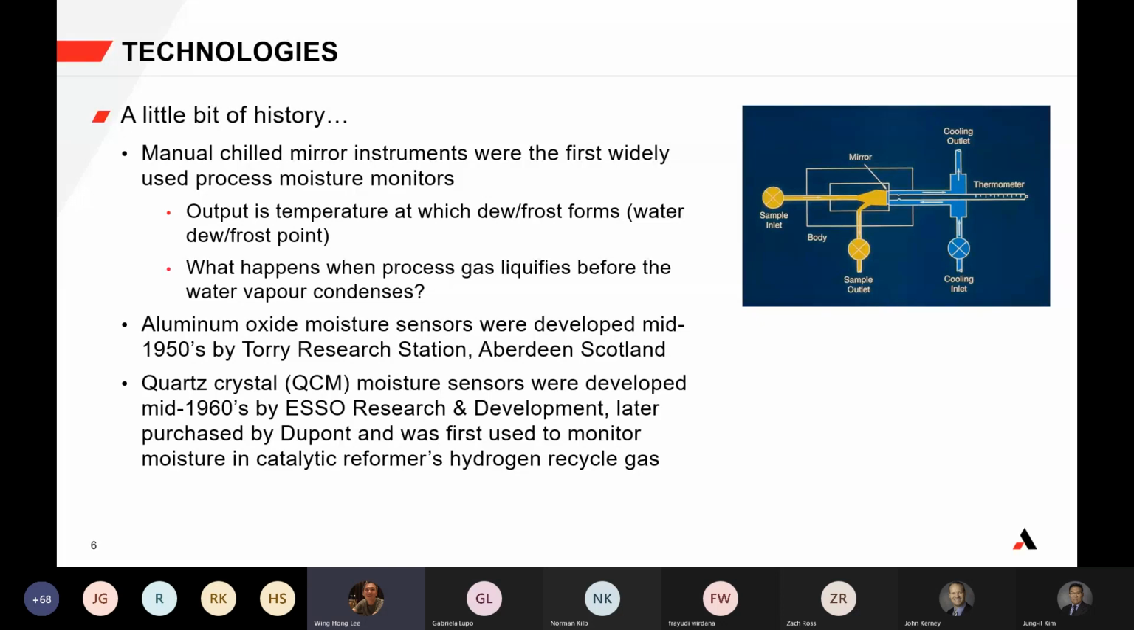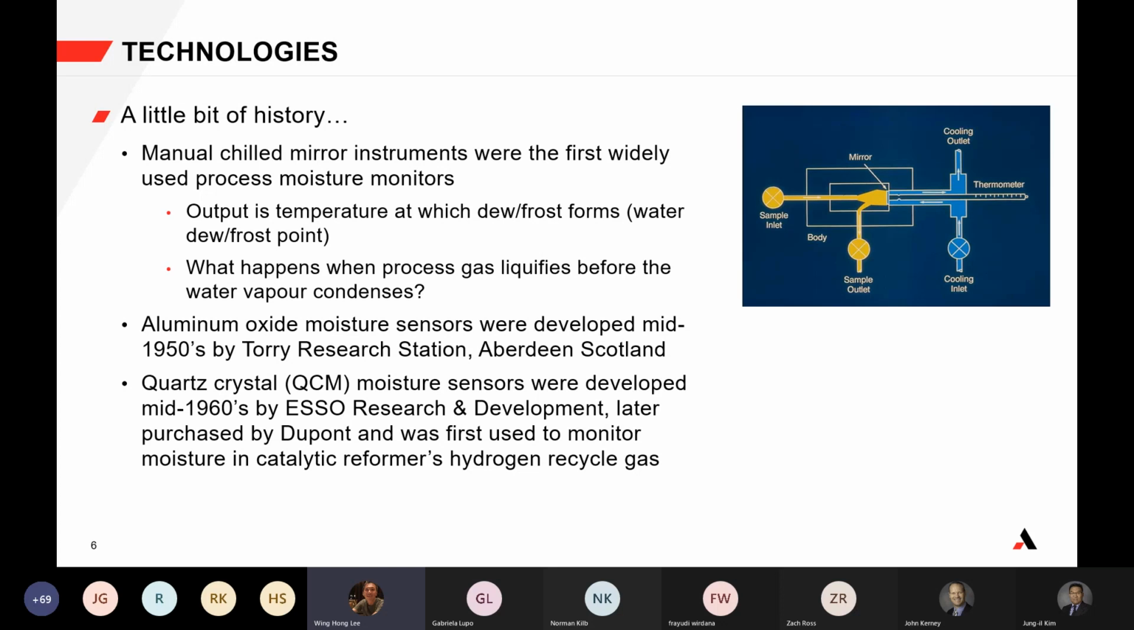A little bit of history on the development of moisture measurement technology. Chilled mirror instruments were the very first widely used process moisture monitors. The operator reads the temperature at the time we see the dew first form on the mirror. However, dried natural gas can present a challenge to this instrument, depending on the natural gas composition, as you can have a situation where the processed gas liquefies before the water vapor condenses.